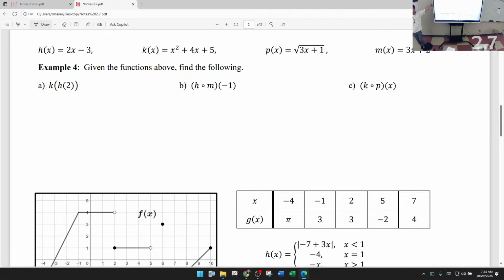Y'all good? Start plugging and chugging. See if your answers match my answers. So do A, B, and C fairly quickly or by yourself or however you need to. H of 2, 6 minus 3 is 3. 9 plus 12 plus 5, 21, 26.